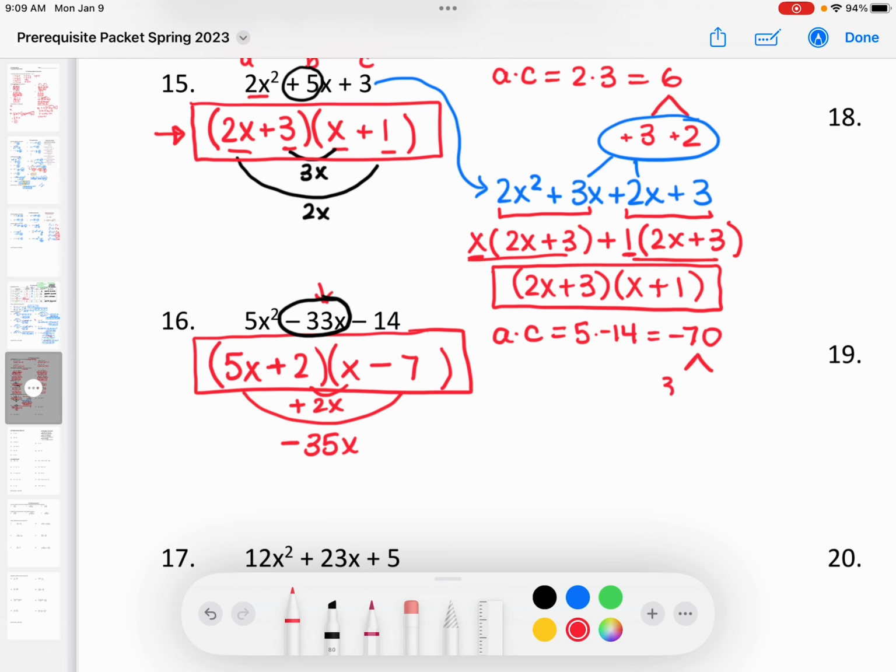I think it's 35 times 2 though. And they have to add to make negative 33, so I'll put the negative right there. So those do multiply to make negative 70, add to make negative 33. So again, I'm going to take this and rewrite it, splitting the middle. So instead of that minus 33x in the middle, I'm going to split it with the negative 35 and the positive 2. So I'm just rewriting that original problem, splitting the middle, and then it becomes a 4-term grouping problem.